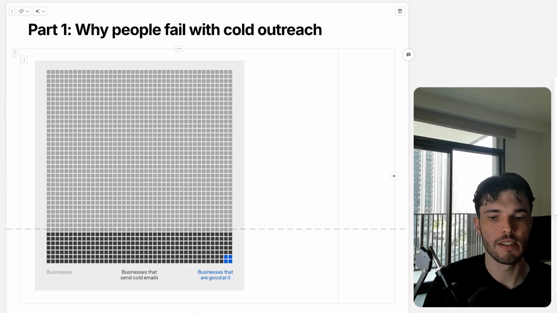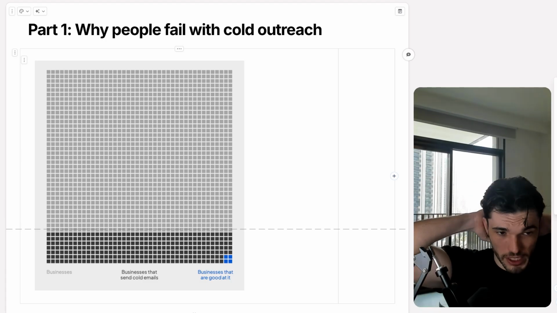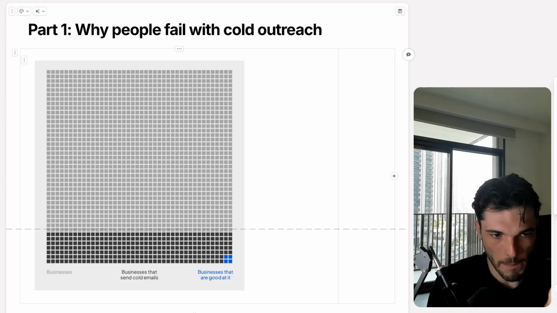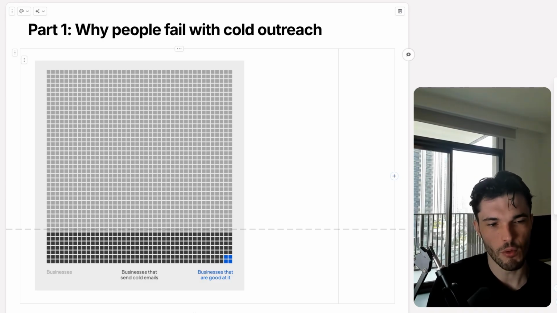Now, the best section to be in is this section here. So this is like the small section of people that are actually doing cold email right and that are building a proper system, following best practices. And so our goal here at ScaleSprint, of course, is to put people inside that bucket of people that are actually running a great cold email system.